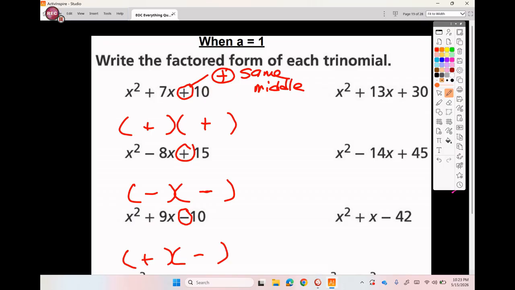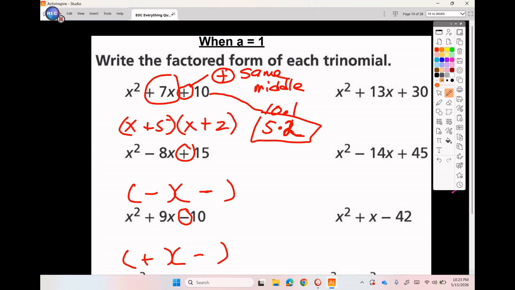Now, how does that change things? That just means that you're looking for factors that multiply to give you 10, but that add up to give you the middle term, which is 7. Clearly, the numbers are 5 and 2. Put your x on both sides, a 5 and a 2.